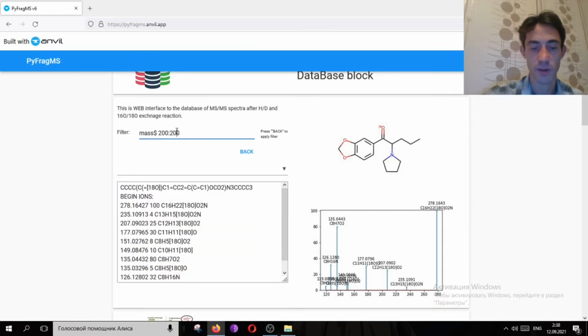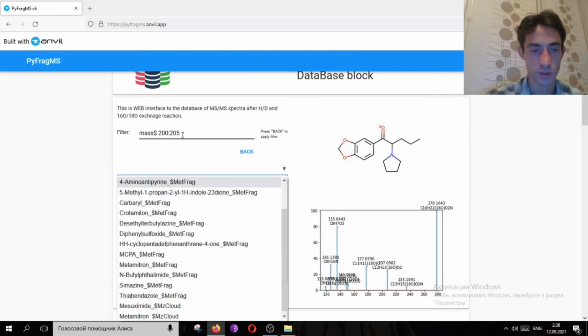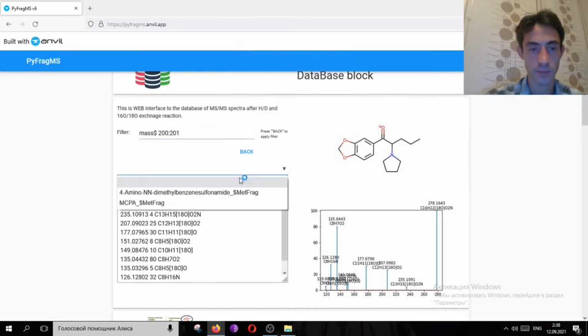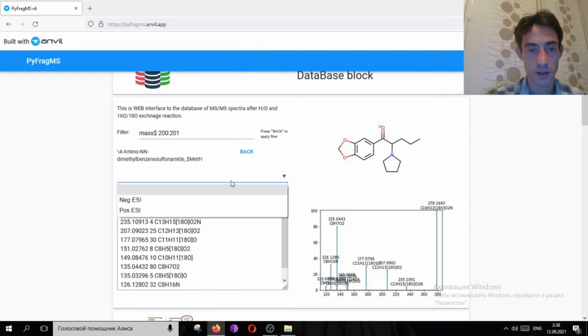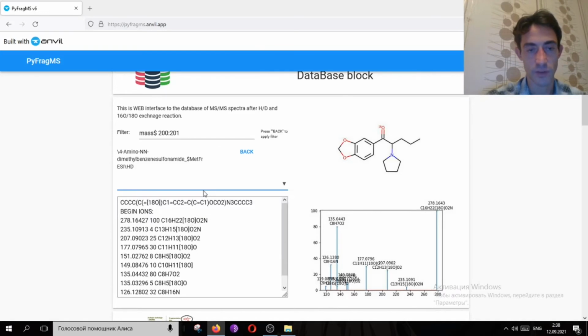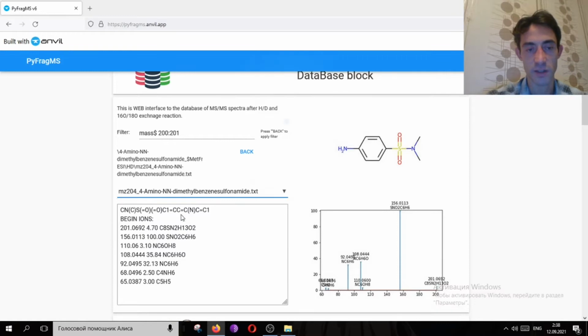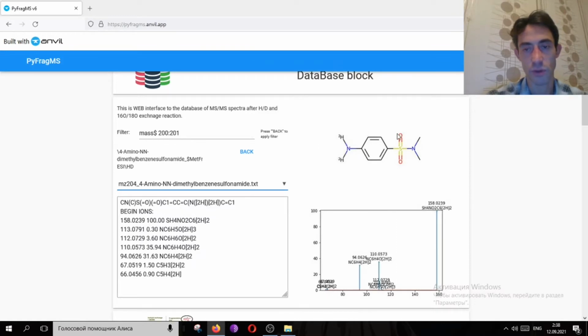For example, if we make it a little bit narrower, the selection should also become narrower. Yeah, so you see, and once again we can see what kind of spectra we have here. So this is the molecule, and here we have the spectrum for the unmodified precursor ion, and the spectrum for this molecule after hydrogen deuterium exchange.